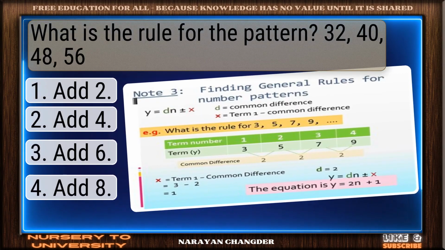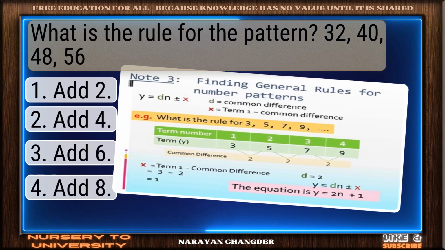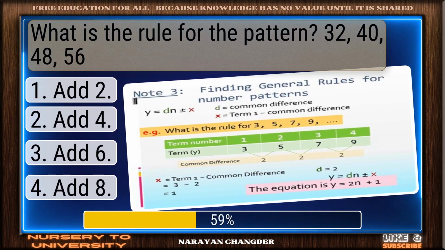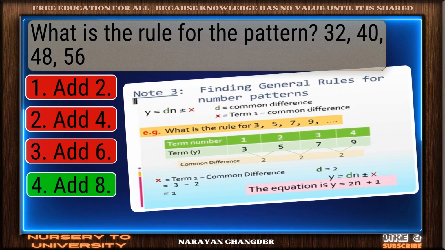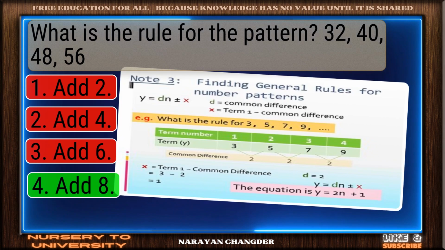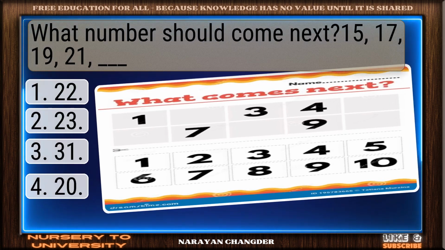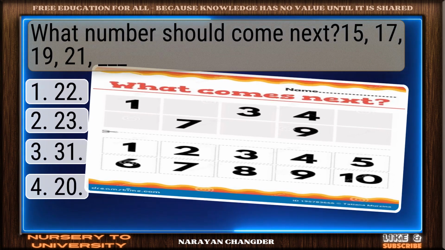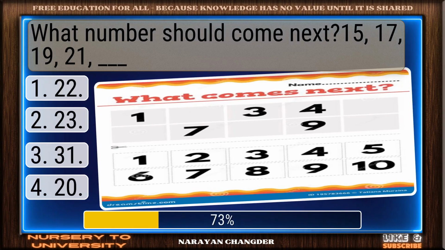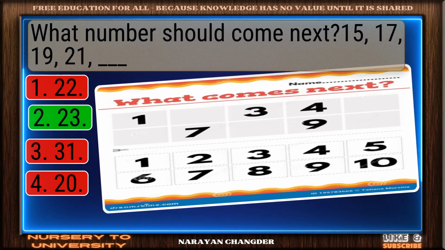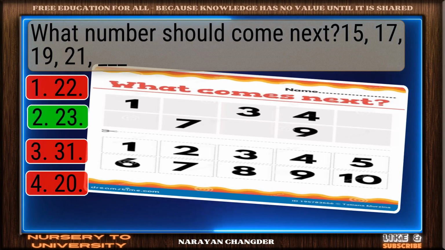What is the rule for the pattern? 32, 40, 48, 56. Solid response. Add 8 is a valid choice. What number should come next? 15, 17, 19, 21 dash. Good job. Your answer 23 works well here.